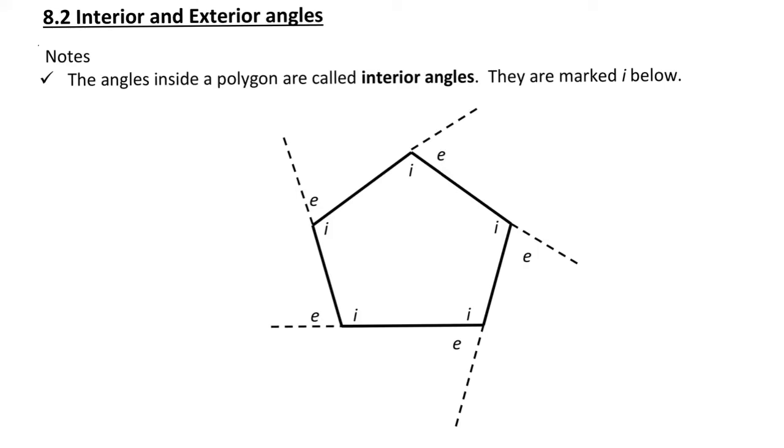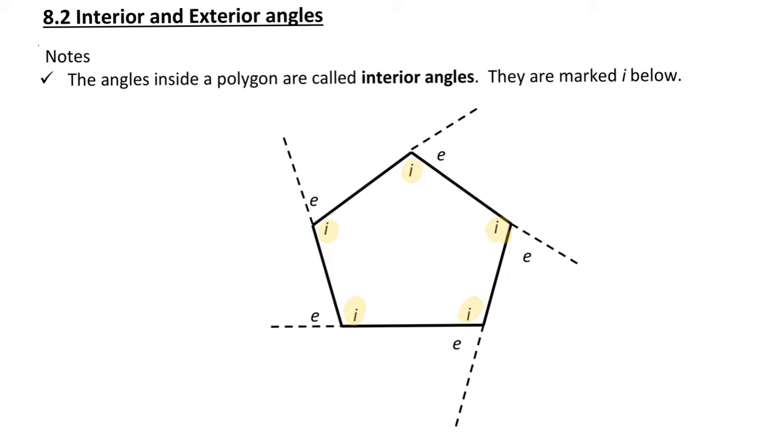8.2 interior and exterior angles. The angles inside a polygon are called the interior angles. Hopefully that's not a surprise, given that interior refers to being inside. So they are marked the angle I below. These angles that are highlighted are all the interior angles. The angles marked E are called the exterior angles, and they're all outside the polygon.